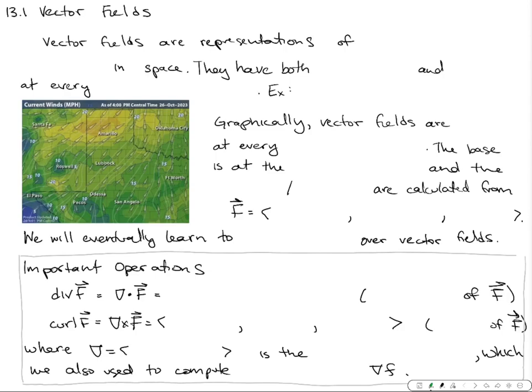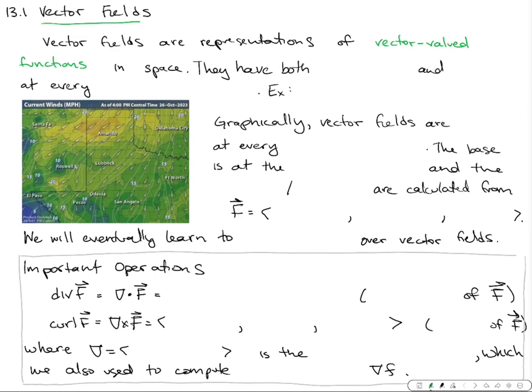Okay, so in section 13.1, we're going to be discussing vector fields. Vector fields are representations of vector valued functions in space. You're already familiar with functions and vectors, and so we're just combining those two into a way to represent functions that are vectors.